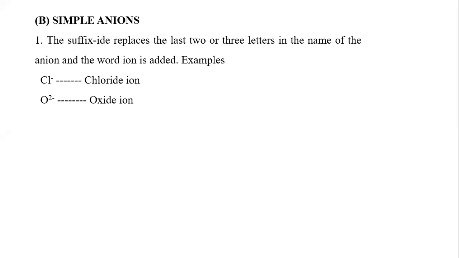O2 minus becomes oxide ion. In fact, for some of the elements, it is not the last two or three letters. It is actually the last four. If you look at oxygen, OXYGEN, in the case of oxygen, it is the last four letters, YGEN. That gets replaced with IDE. So oxygen becomes oxide ion. That's how it is named.